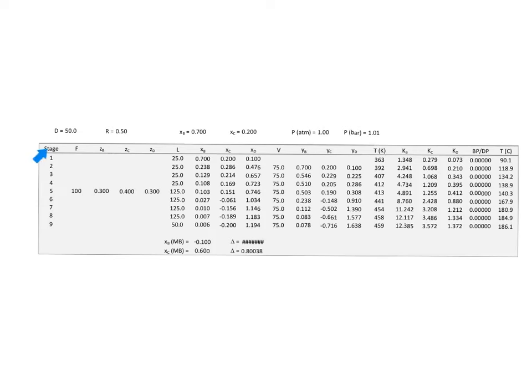The stages are the total condenser, stage 1, the first tray is stage 2, second tray, third tray, fourth tray, etc., down to 9, which is the partial reboiler. So it's a 7-tray column with a total condenser and a partial reboiler. The feed goes into the 5th stage, or the 4th tray, and it's 100 moles per second. And here's the composition that was given in the problem statement.